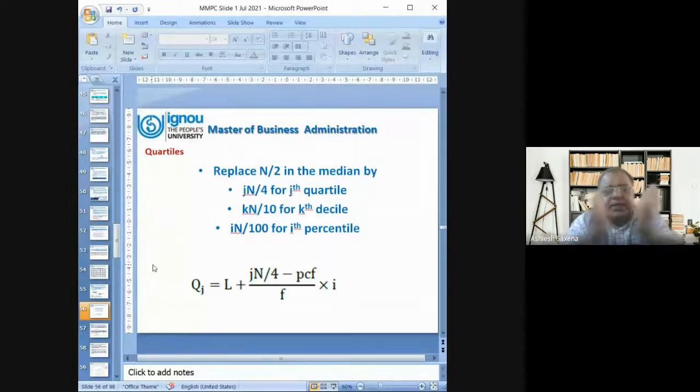Next part is quartile. आपने अभी मीडियन का फॉर्मूला लिखा है और मैंने आपसे कहा था कि मीडियन का फॉर्मूला क्वार्टाइल, परसेंटाइल और डेसाइल में यूज होगा। नाउ सी टू इट, कैसे यूज होगा। क्वार्टाइल, you have to replace that n by 2 by n by 4.